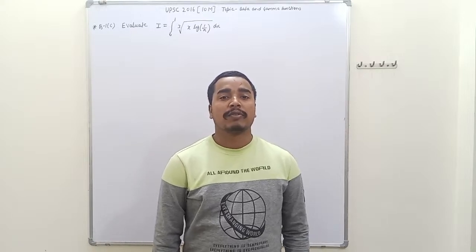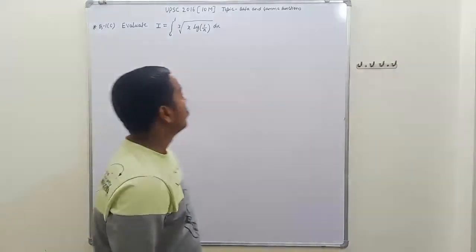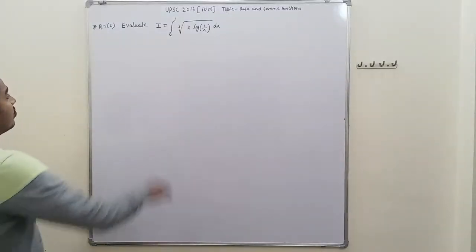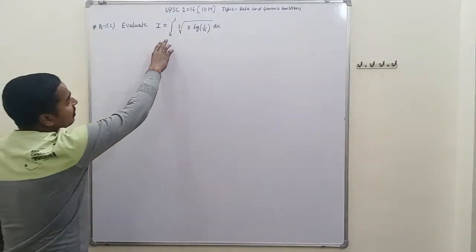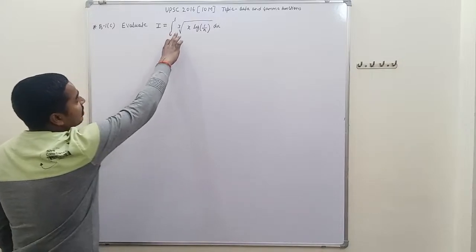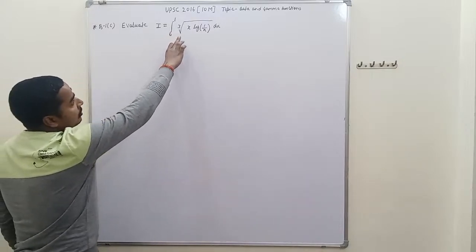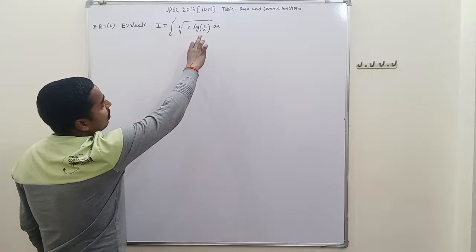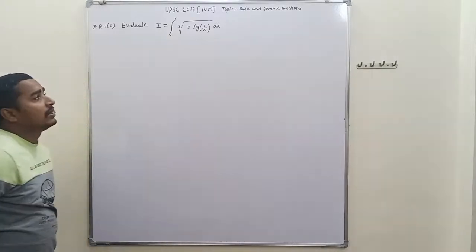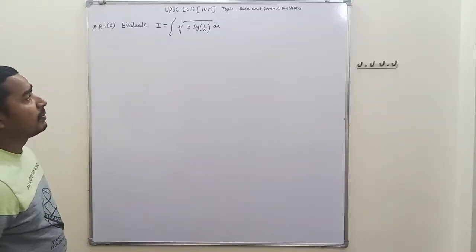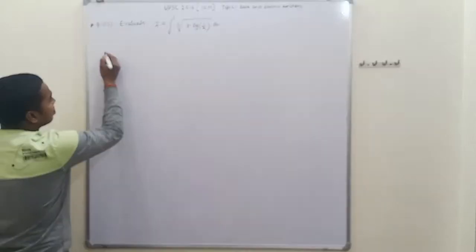This is a 2016 UPSC question from beta and gamma function. Evaluate the integral from 0 to 1 of cube root of x cubed times log 1 by x dx. Let's solve the problem. The problem is based on beta and gamma function.